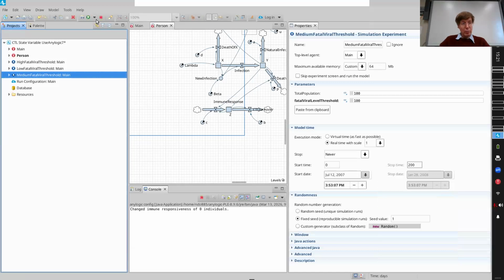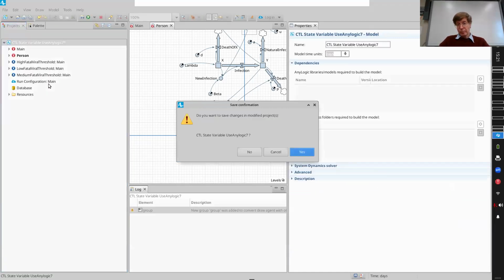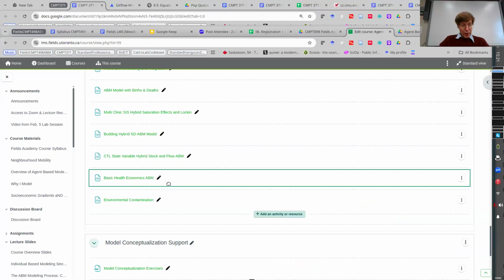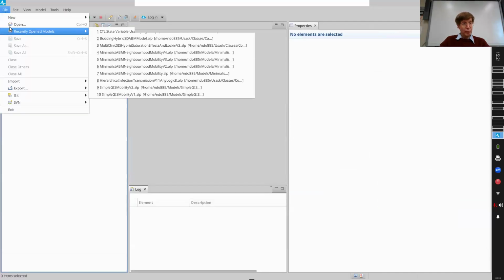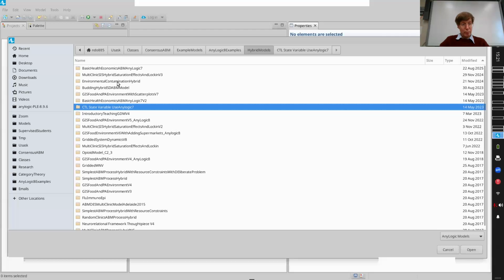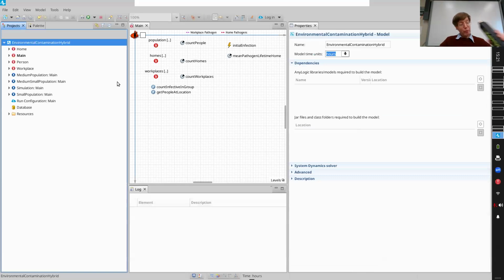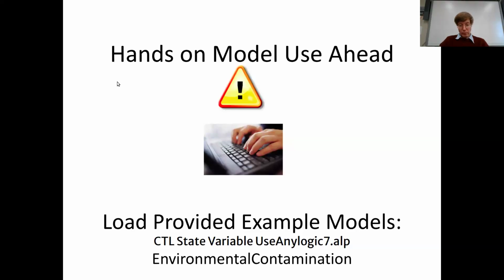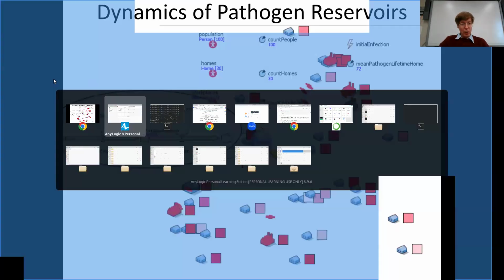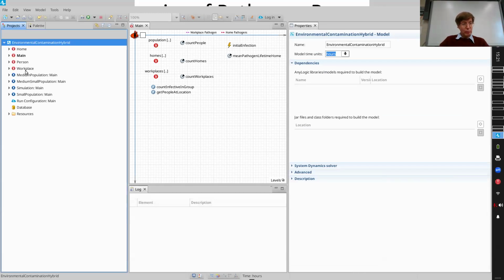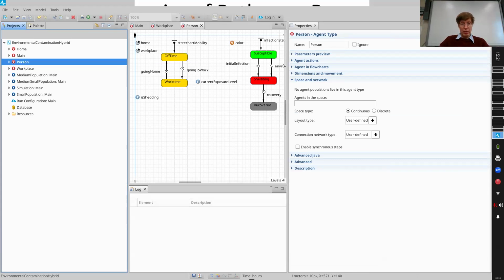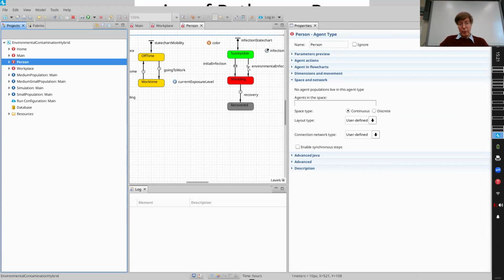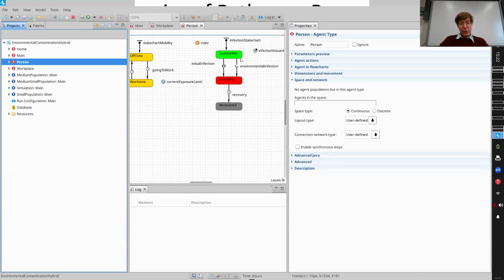We'll turn now to a different model, also available to you on the course site. This model is the environmental contamination model. I don't have time to go into this, we need to make further ground, but here we have persons, and the persons can get infected through one of two routes, one of two causal pathways, through environmental infection or initial infection.